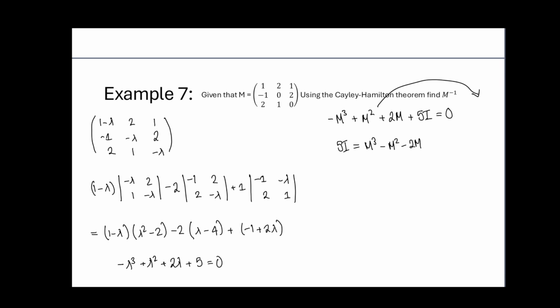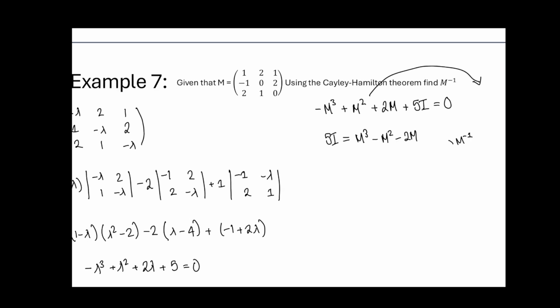So we need to use this to find the inverse of M. What I'm going to do is multiply this whole equation by M inverse, the inverse of M. That means I will get 5M inverse is equal to M squared minus M minus 2I, because M times its inverse is equal to the identity matrix. So now I have to work out M squared and subtract M, and then subtract 2I.